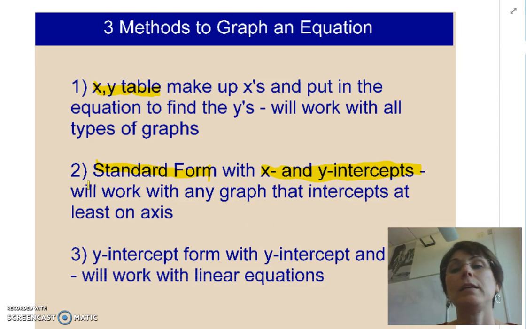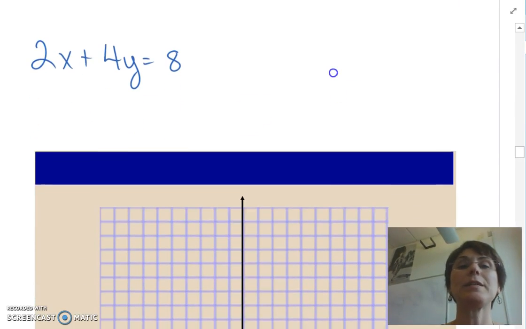And using X and Y intercepts works for a lot of graphs, but not all, because they have to have one distinct X intercept and one distinct Y intercept to work. And we have equations that either will not have both or will have an infinite number of each. But for most linear equations, it will work. X and Y table works for everything, which is why we learned that technique. So let's look at some examples.